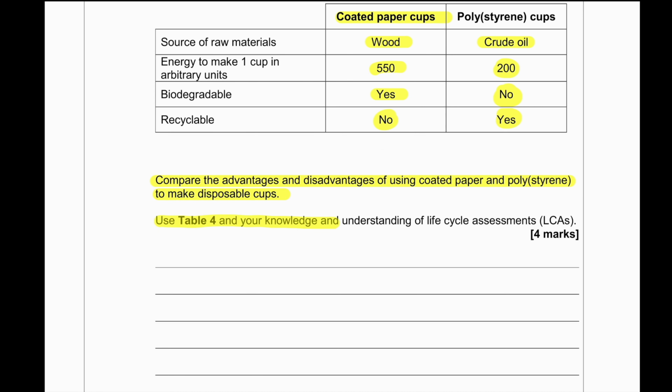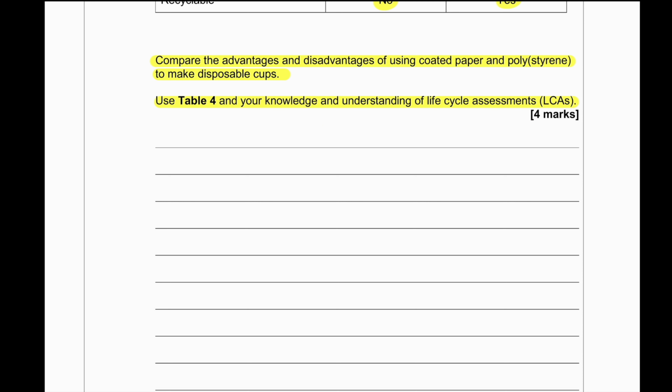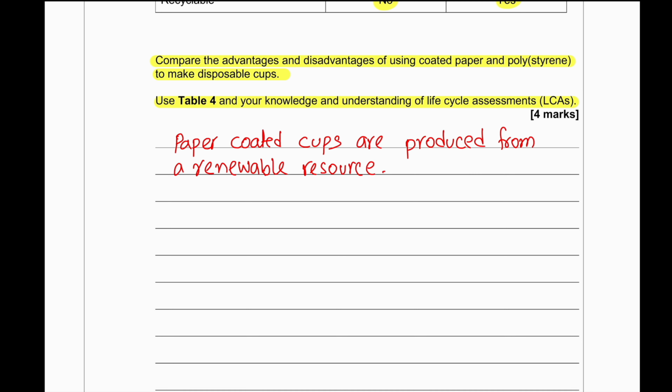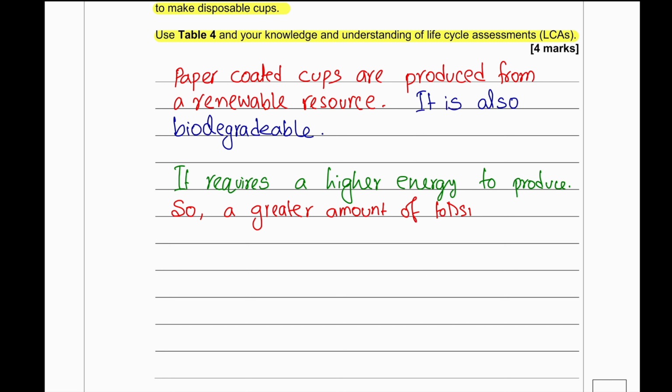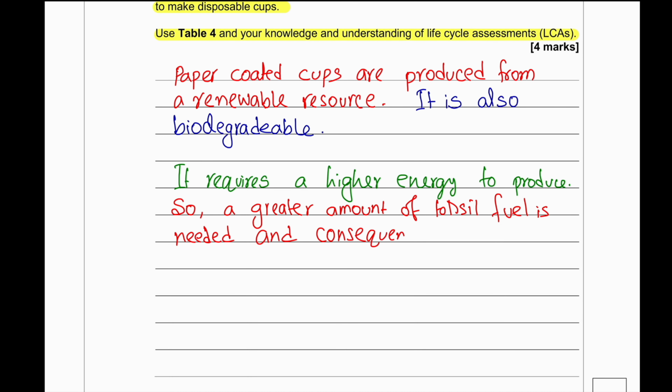Compare the advantages and disadvantages of using coated paper and polystyrene to make disposable cups. Use Table 4 and your knowledge and understanding of life cycle assessments, LCAs. In a question like this, a 4-mark question asking about advantages and disadvantages, it is good to give equal points for both. So paper coated cups are produced from a renewable resource and are biodegradable, and that's why they will break down. However, the disadvantages: it requires a high energy cost to make one, a greater amount of fossil fuel is used, thereby leading to pollution, and it cannot be recycled, so it just fills up the landfill.